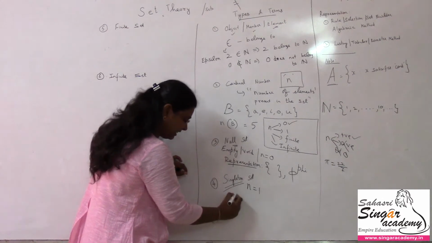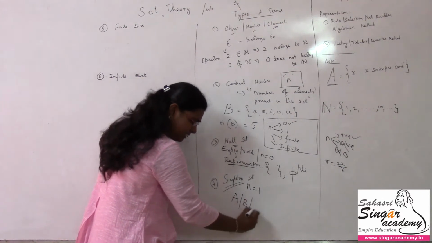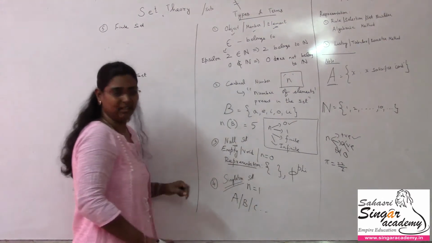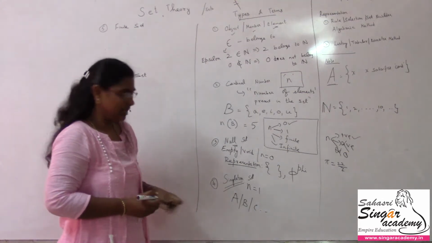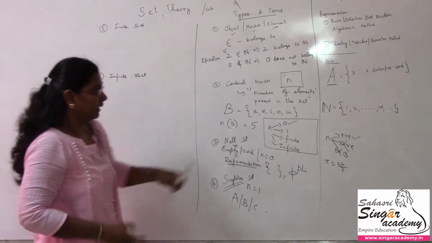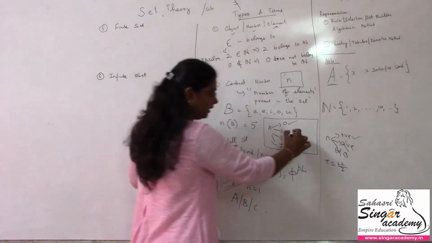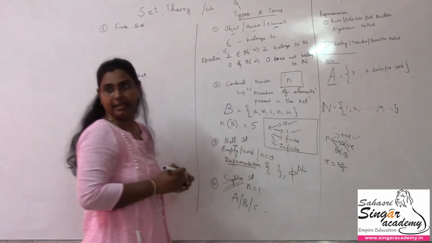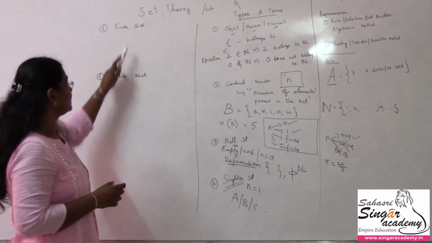Representation for this is anything, A or capital letters, any capital letters can be used. Okay, it's not like இந்த மாதிரி தான் யூஸ் பண்ணனும்னு அவசியம் இல்லை, right? Nothing is defined for this case. So this is singleton set. If n goes more than that, more than 1, there is no specific term for this. We'll use it as finite set or infinite set.